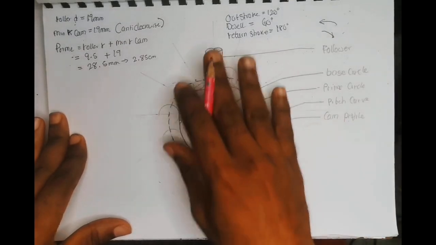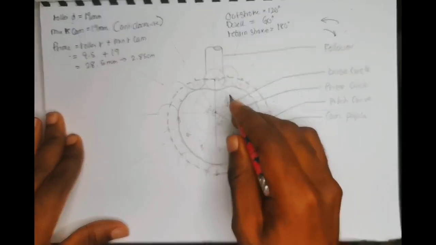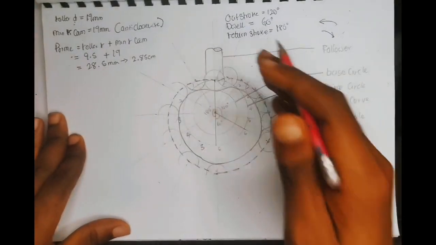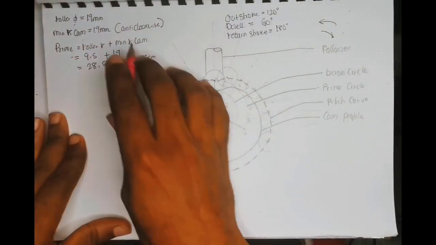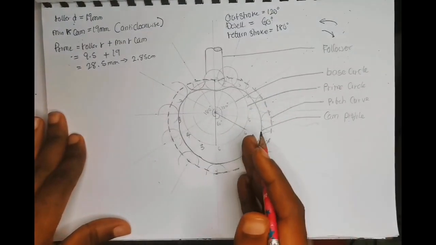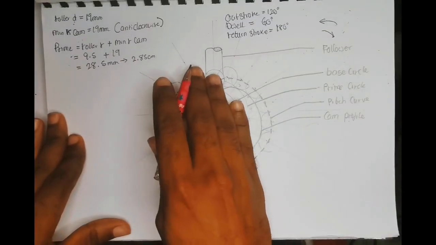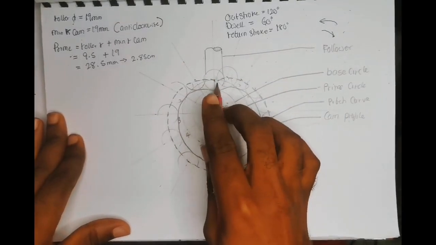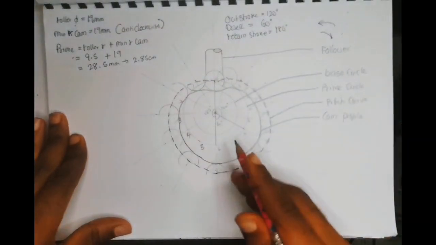So these are the labels of everything here. First, this is the follower. The follower moves in the opposite direction to the cam. The cam, as I said here, is anti-clockwise. That is, the cam is moving this way, while the follower is moving in this direction. That is why we have our numbers 0, 1, 2, 3, 4, 5. That means the cam is moving in this direction.